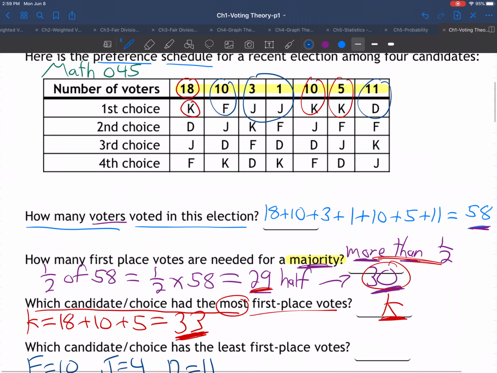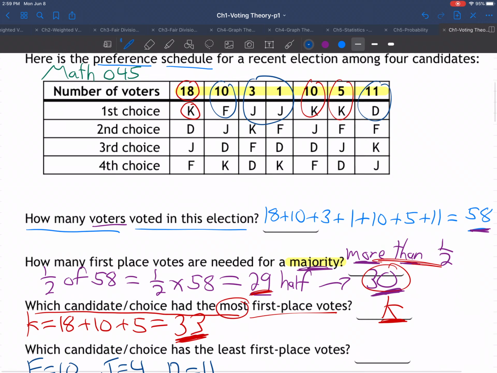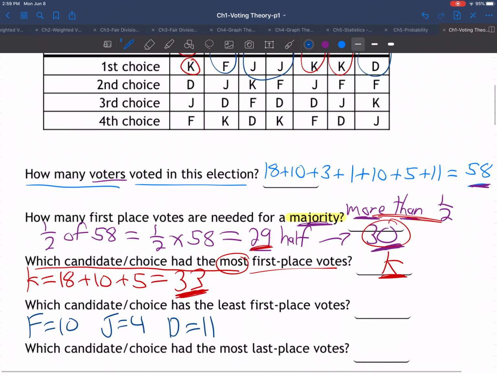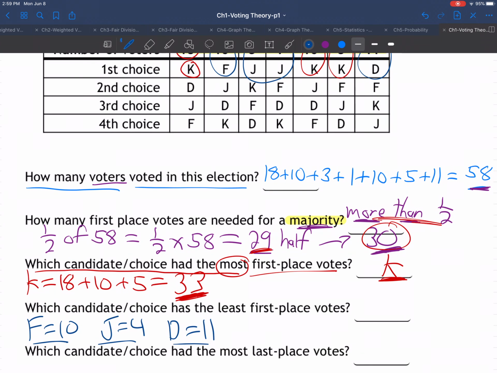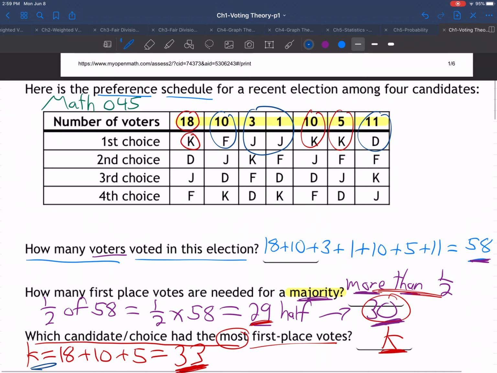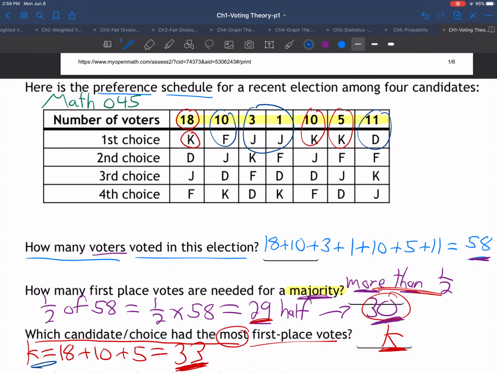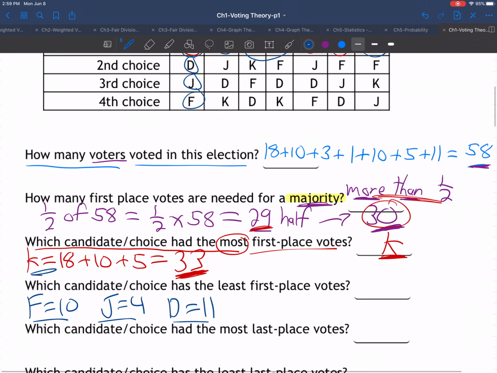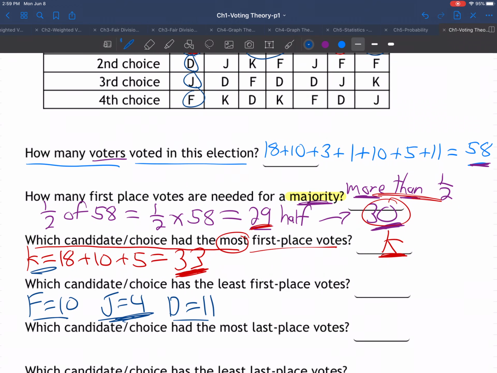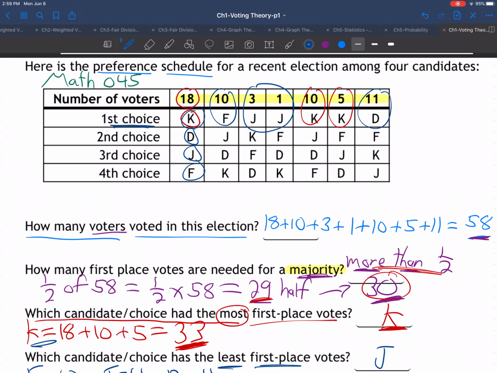Is there anybody that just doesn't have any? Have we covered all the letters? We've got F, J, D, and of course K has a bunch. Are there only 4 letters? Just be careful. F, J, D, K. Yeah, that's all there is. So the lowest is J. So J has the least first place votes. We're only looking at first place, first choice. The top row right here is all we were looking at.